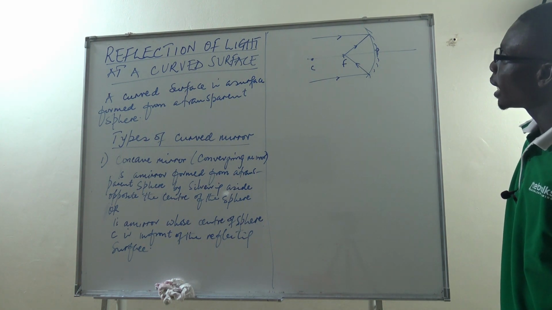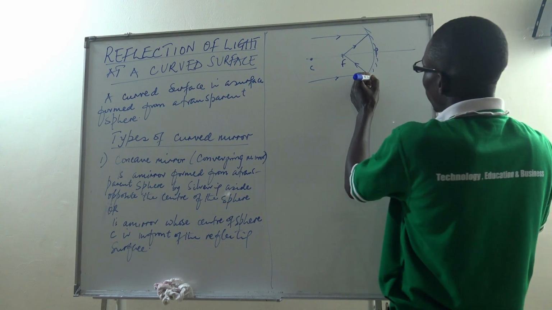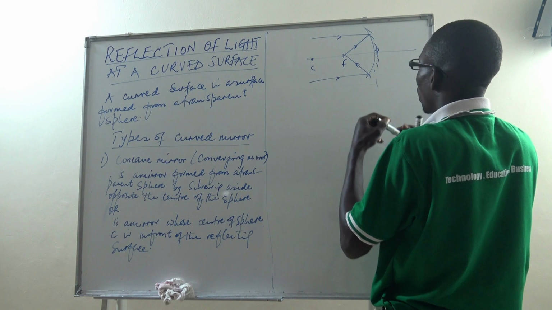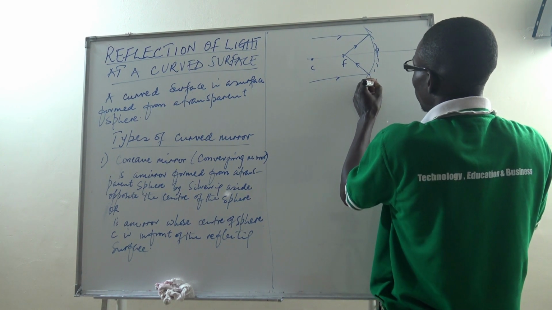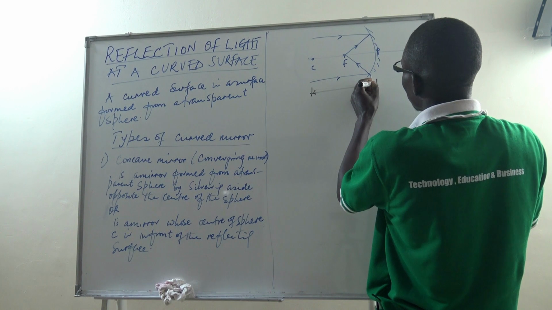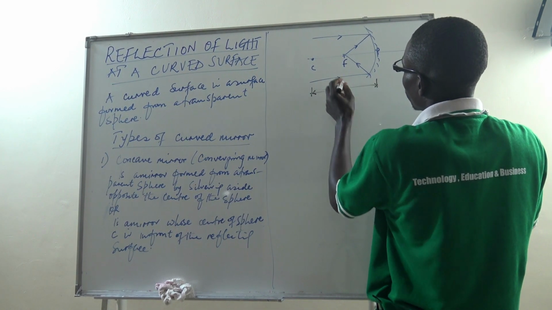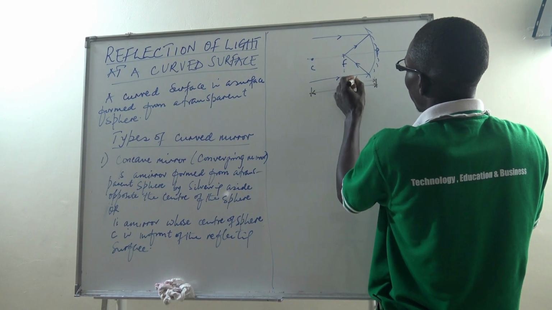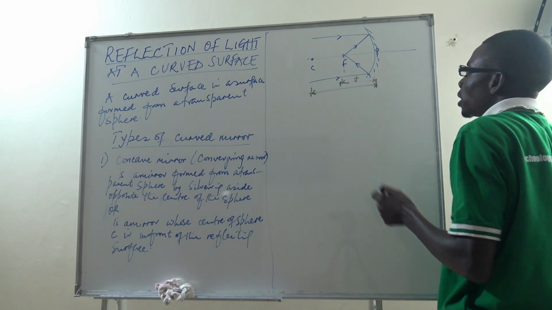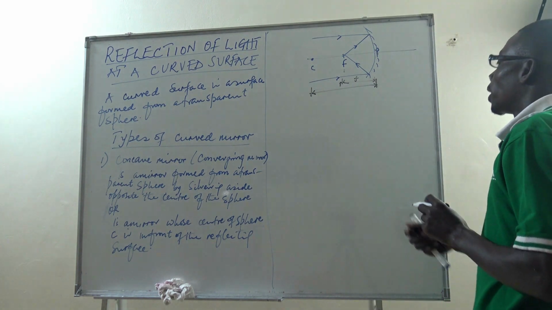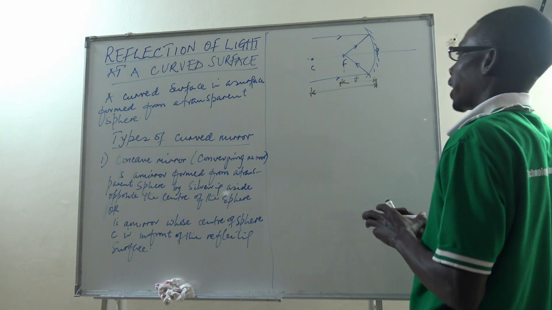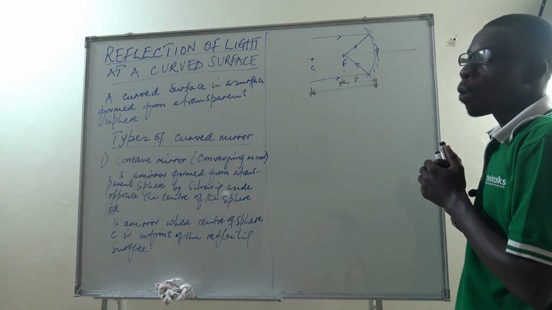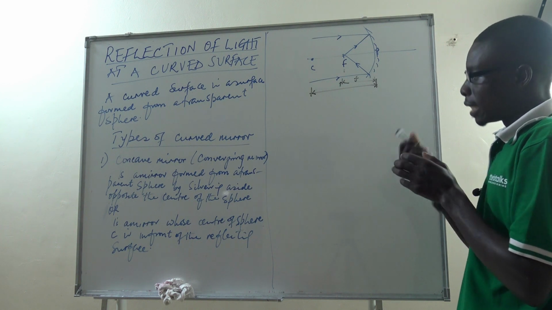This kind of mirror here is what we are calling a concave mirror. This distance here, we shall call it R, the radius of curvature, and this distance here we shall call it F, the focal length. Then the point, that is the focal length, this is the pole. So a simple diagram representing our concave mirror is like that.